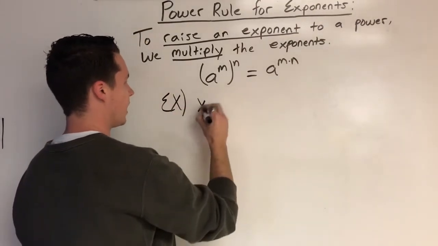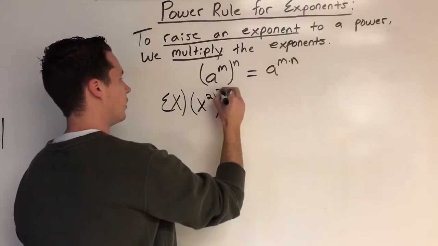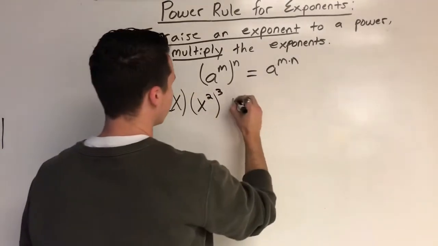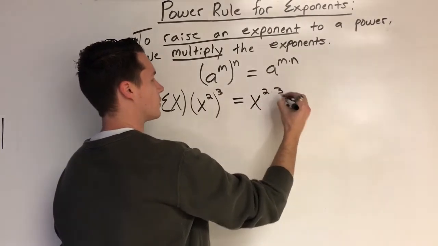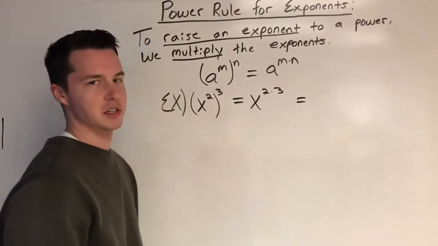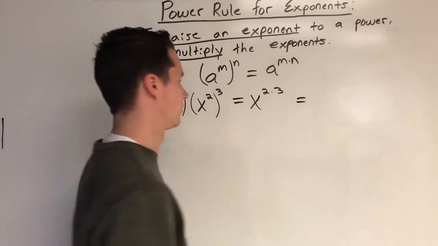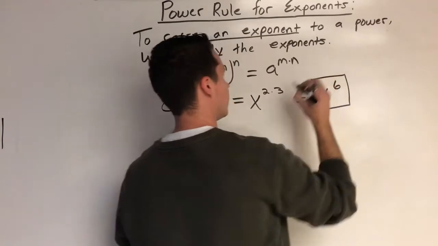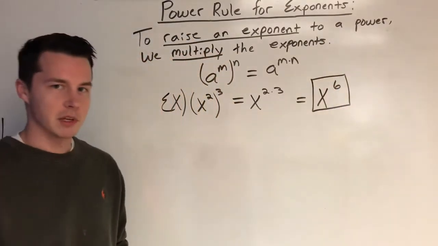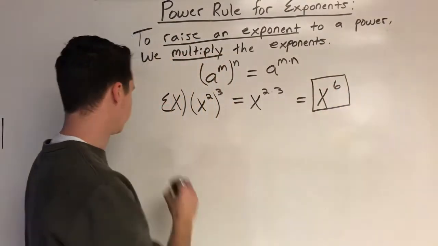So let's say we had x squared and we were going to cube that. Well, we just need to rewrite it as x raised to the 2 times 3, and now it's just simple multiplication. What's 2 times 3? There we go, just x to the 6. Alright, but not all your problems are going to be that easy, so let's make it a little bit harder.